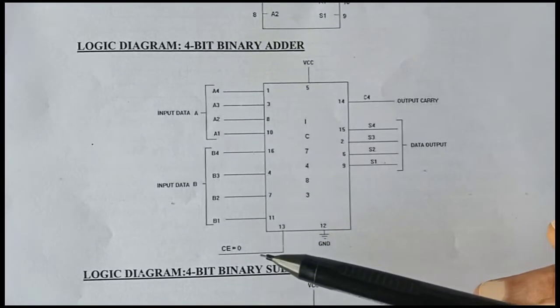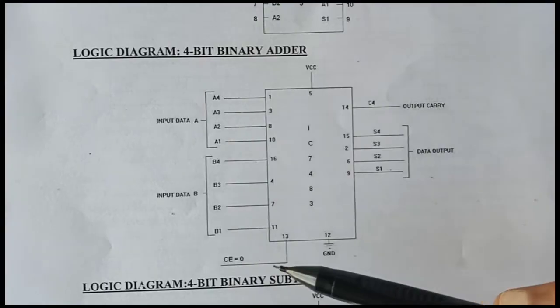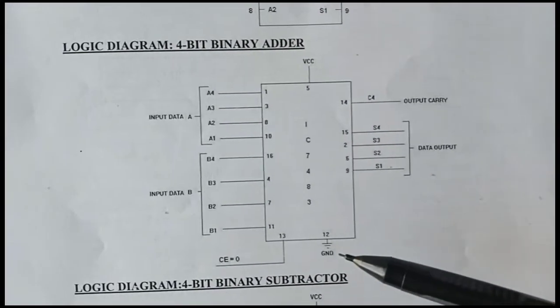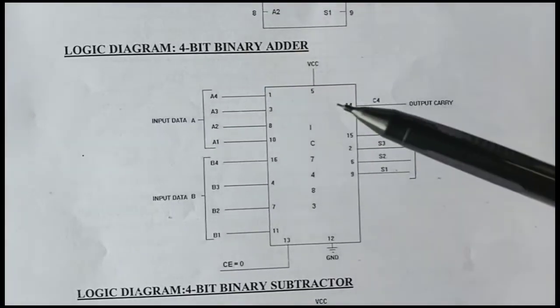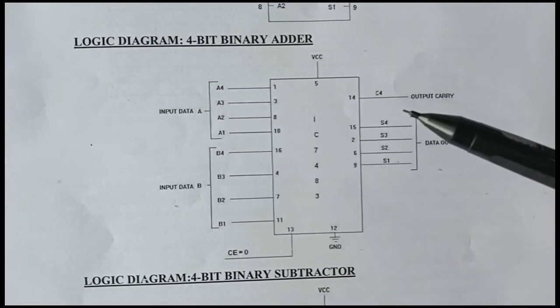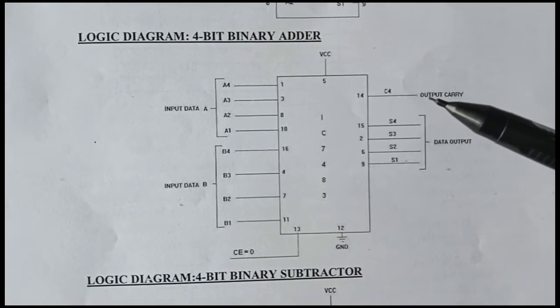Here C is equal to 0, that is the mode selection switch. We give 0 for the addition operation. This is given to the 13th pin. The 12th pin is ground. The 5th pin is VCC. The 14th pin is the carry output. We have only one carry, so the 14th pin is carry.